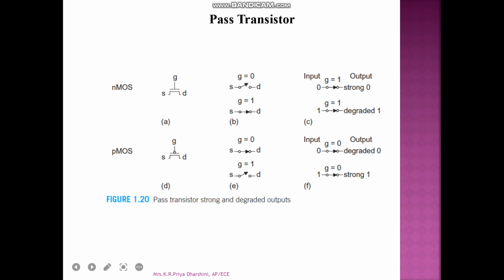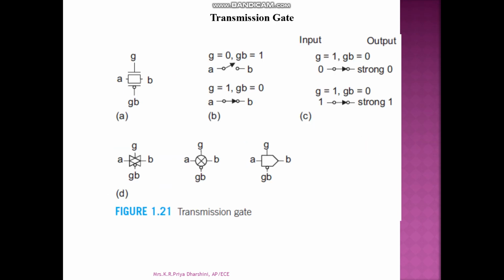For the PMOS circuit, when G is equal to 0, there is a closed loop between the source and drain, and when G is equal to 1, there is an open loop between the source and drain. So when G is equal to 0, we are comparing with both the 0 and 1. We are getting a degraded 0 as output and a strong 1 as output. So in NMOS, we are getting strong 0, and in PMOS, we are getting strong 1. So this is what happens in the pass transistor, where we see the NMOS and PMOS transistors separately with strong and degraded outputs.